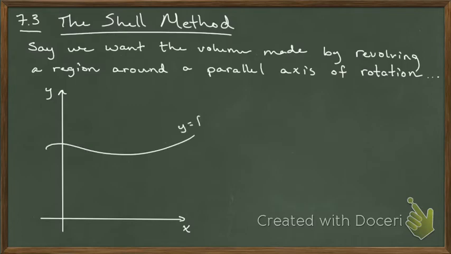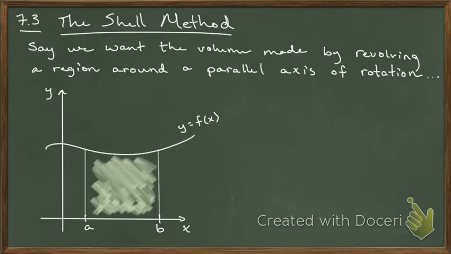Say I've got some function here, f of x, bounded between a and b above the x-axis. Let's say I take that region and I rotate it about the y-axis, a parallel axis of rotation. The region I have is removed from the axis that I'm rotating around. And when I say parallel, really what I'm talking about is the strip, the slice. If I draw a slice here, that slice is parallel to the axis that I'm rotating about.